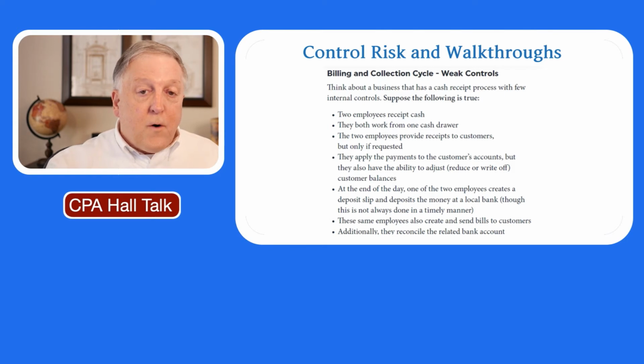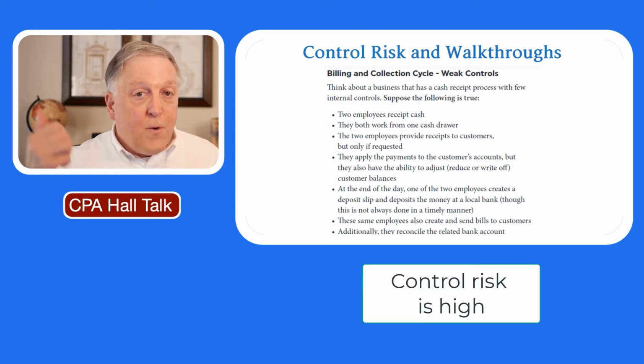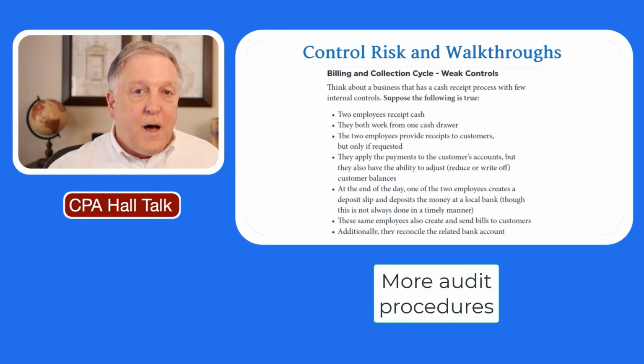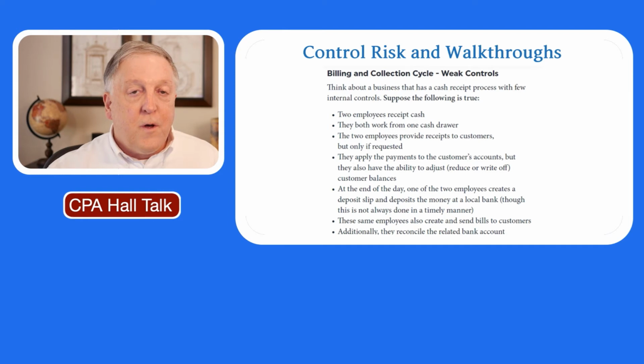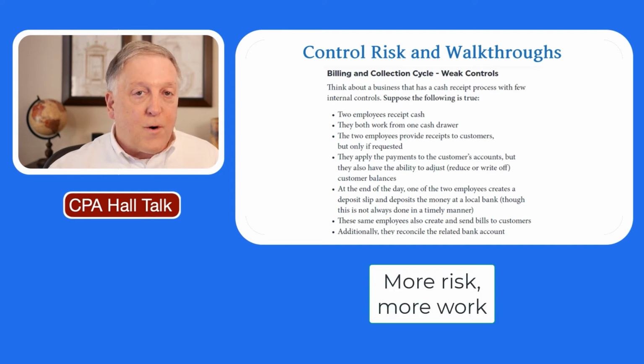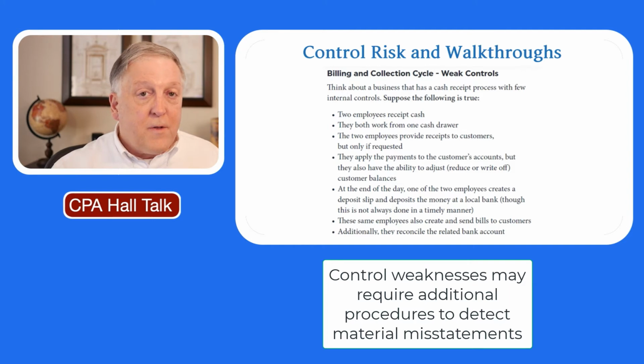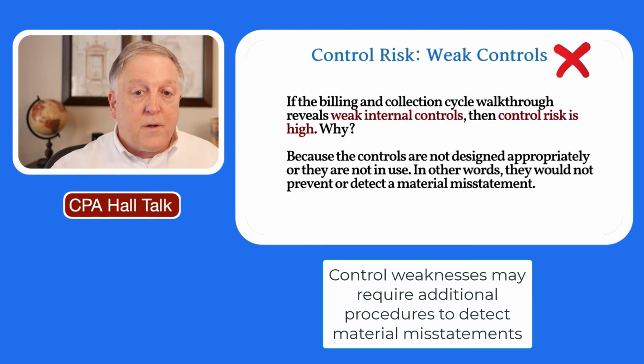When you do the walkthrough and you see this type of situation, then the alarms should be going off in your head as the auditor, and you should immediately start thinking, my control risk is high. And then the next thing you should think about is, I've got to do more work. Now, I keep saying this, but it's always true. More risk, more work. Anytime you see a situation like this one where the controls are simply not there, you're going to plan, or you should plan, to do additional work.